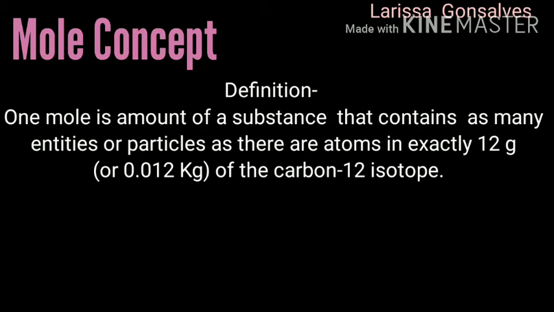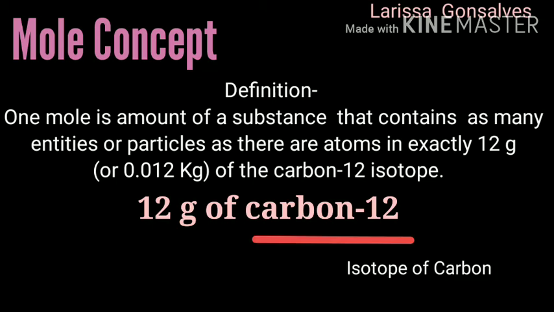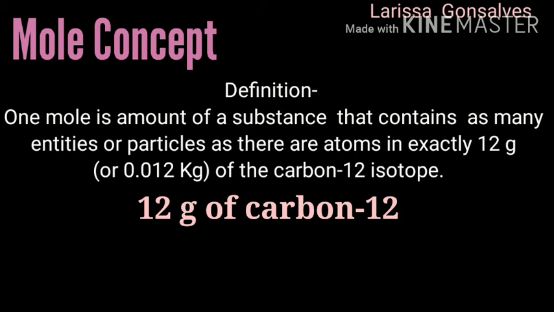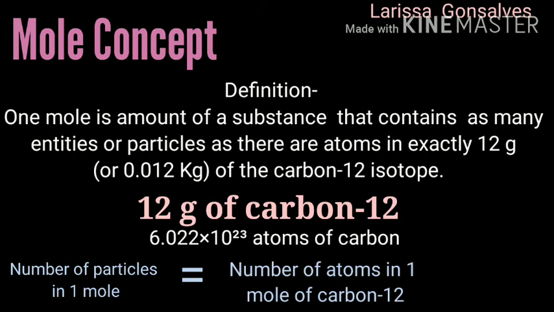Isn't it a confusing definition? Let us make it simple now. 12 grams of carbon-12. Carbon-12 is an isotope of carbon and it is considered as a standard. We have studied this in the previous video. So how many atoms would be present here? Of course, 6.022 into 10 raised to 23 atoms. In simple way, you can put the definition as number of particles in 1 mole is equal to number of atoms in 1 mole of carbon-12.